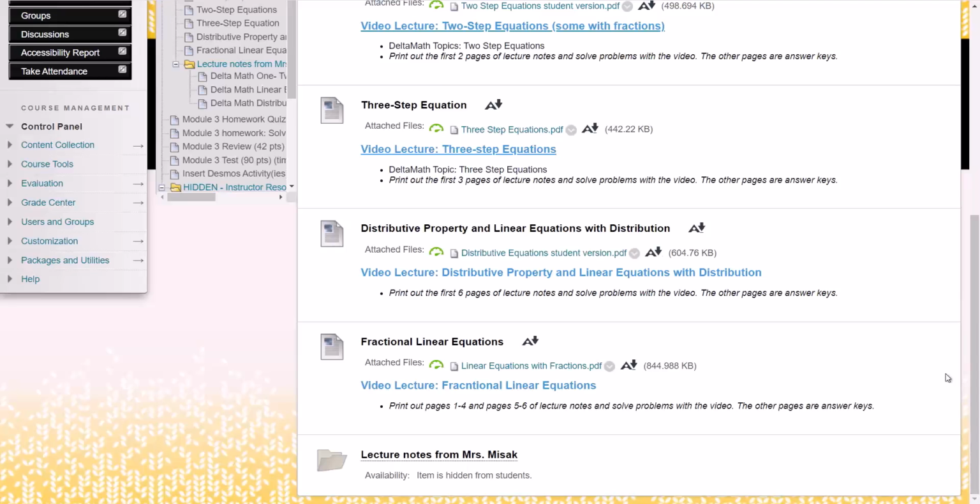I wanted to talk about the distributive property and then linear equations with distribution. I believe there's multiple levels for each of these, so let's jump on into the notes. Make sure you print out the first 6 pages so that you can follow along with me and take notes. Anything that you can write is always put into long-term memory more than just watching. All right, let's start on page 1.